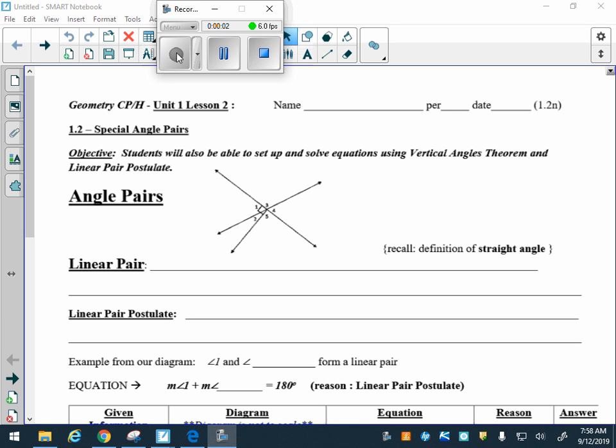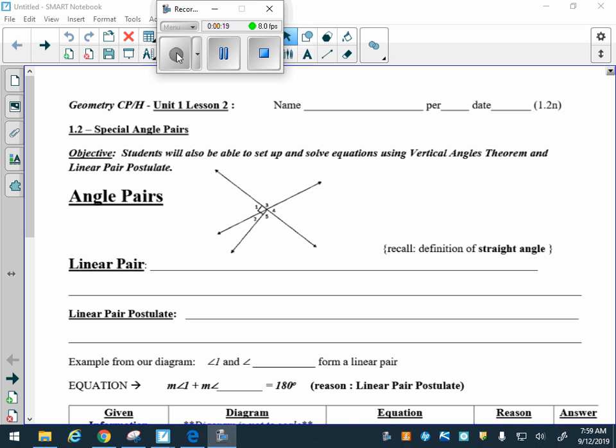So this is our second lesson, sort of continuing what we started talking about from lesson 1.1. We're focusing on angle pairs and their relationships with each other.